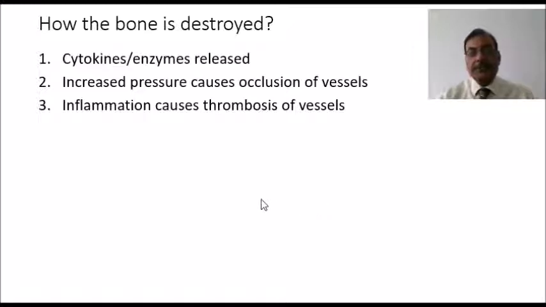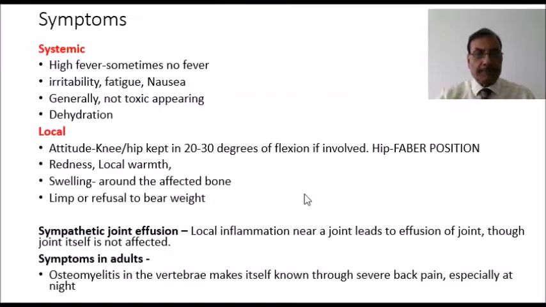How is the bone destroyed? It is destroyed by cytokines or enzymes which are released. There is increased pressure which causes occlusion of the vessels and capillaries, and inflammation also causes thrombosis of the vessels, causing the necrosis of the bone.